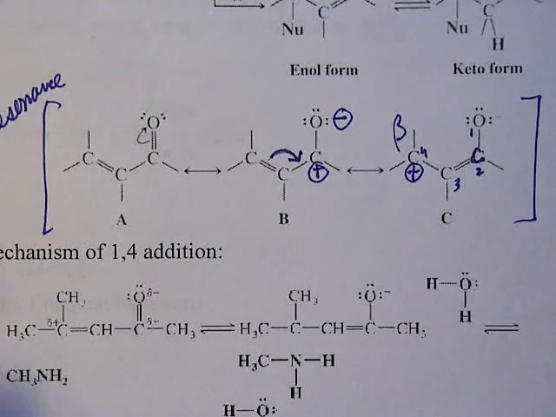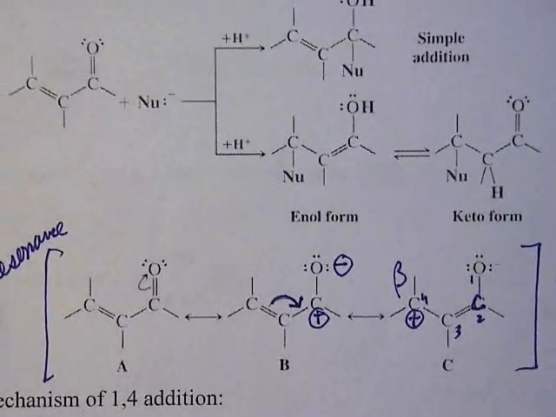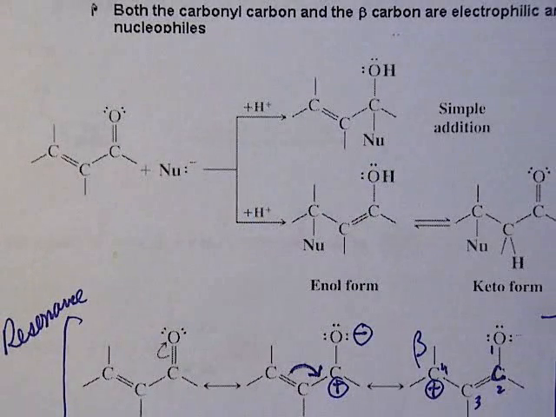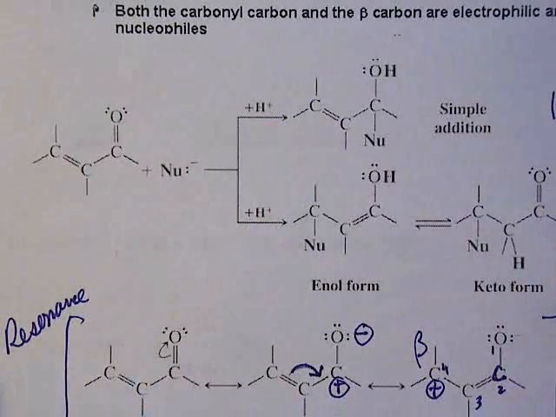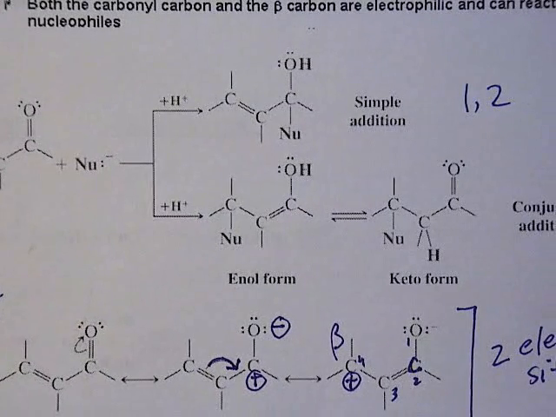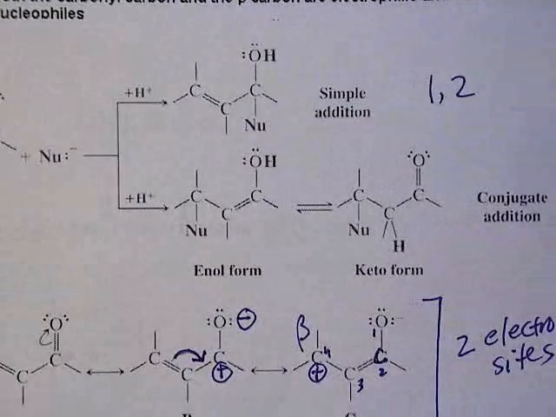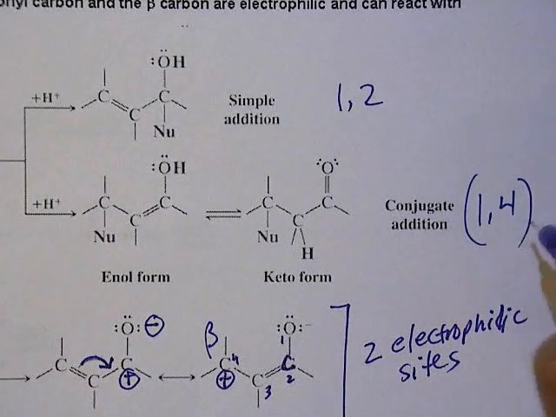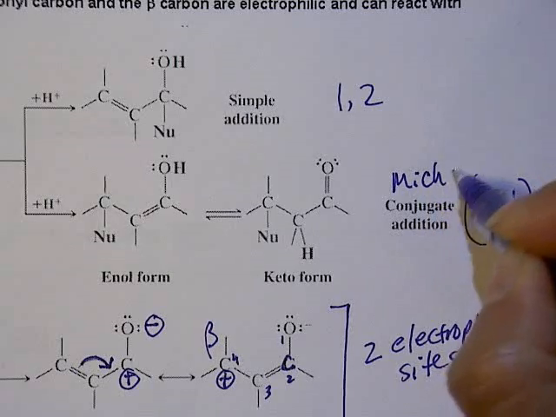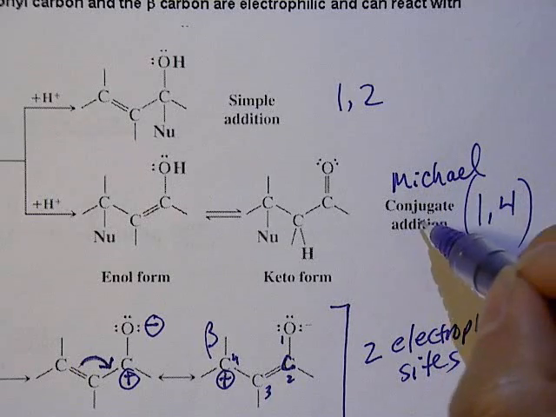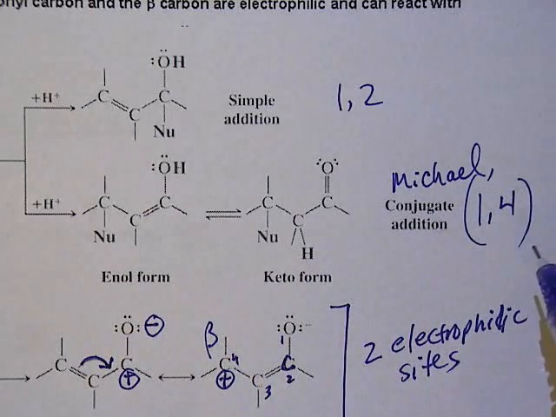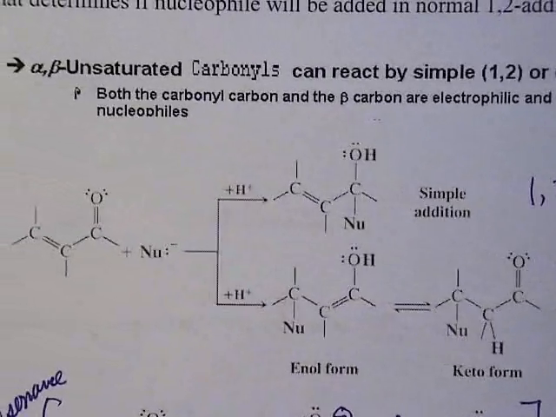So the nucleophile is going to be attracted to these two different sites. Here's what is shown above, in which the top is the simple addition or 1,2 addition, and the bottom is conjugate addition or 1,4 addition. There are a lot of names for this: 1,4 addition, Michael addition, and conjugate addition. These are the three names referred to for the 1,4 addition. Then let's take a look at the 1,2.